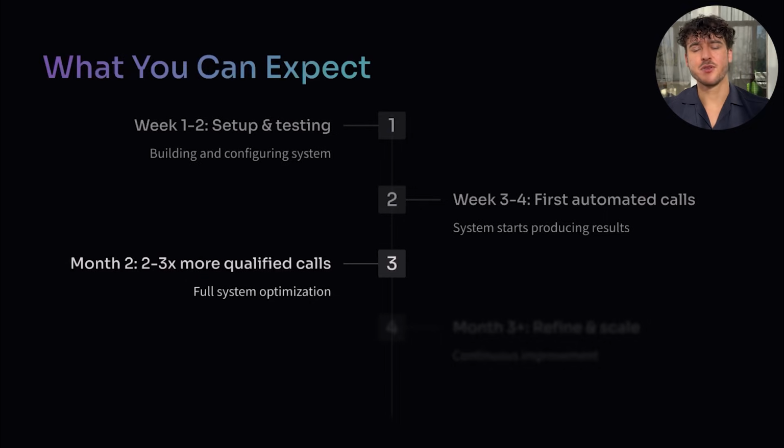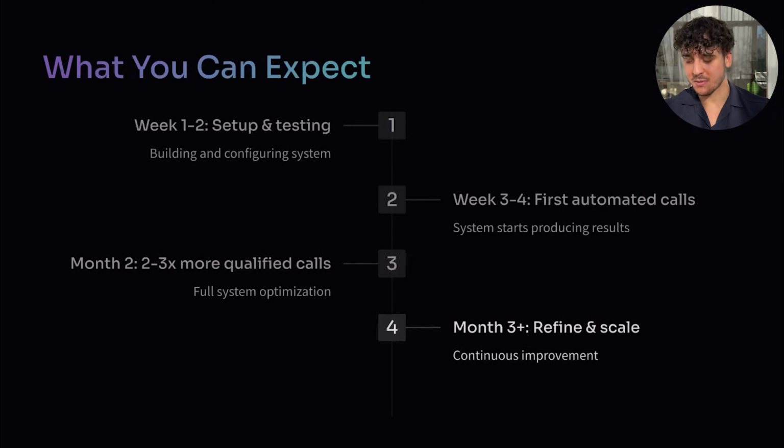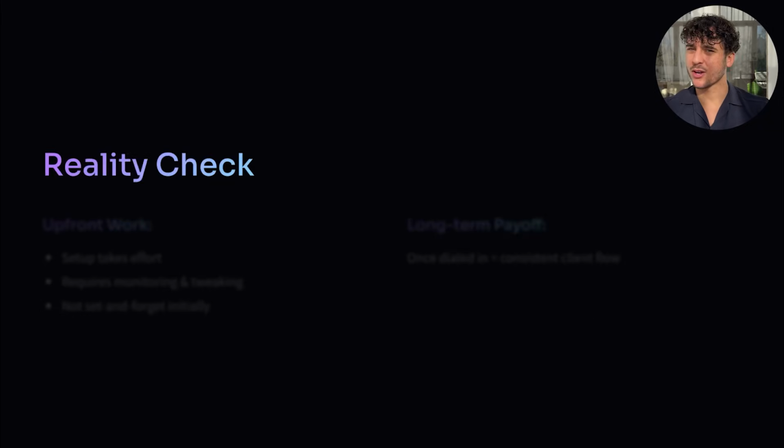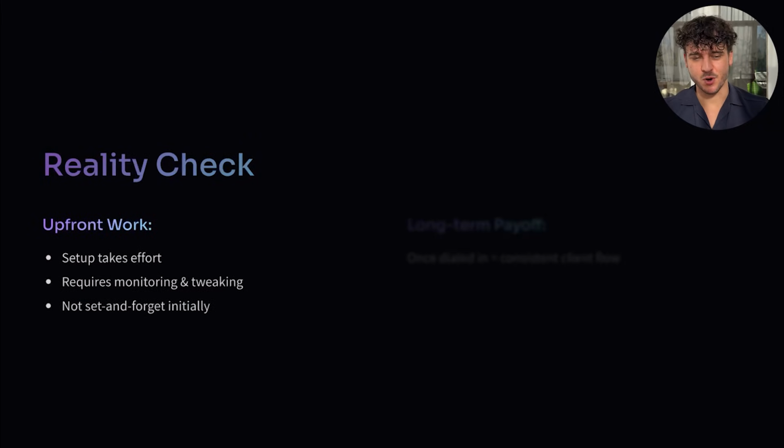From the second month, you're going to start to see more and more qualified calls coming in as you dial in the system, as you improve based on real conversations that you're seeing, which brings us to month 3+, which is simply when you refine and you scale. You are able to scale, pump up ads, more content, get more people into the DMs because you have a system there that's proven to work and bring you results. And a quick reality check, the upfront work will take effort. The setup takes effort. It requires monitoring. It requires tweaking.